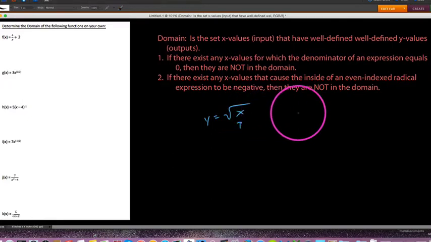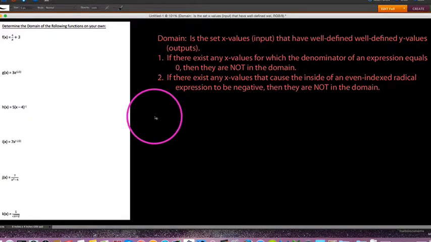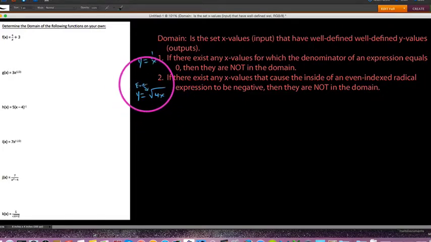So the two possible instances we're going to have to keep our eyes open for are these. Do we have any expressions where there's an x in the basement? Or do we have any expressions where there's an x on the inside of an even indexed radical? When we look through these, I'm going to break down for you how you declare and write the domain, but also how you break down these situations.